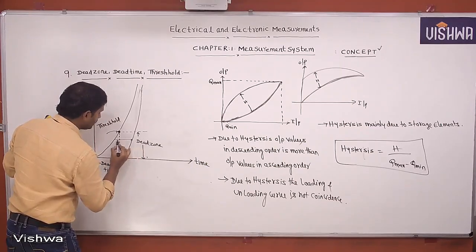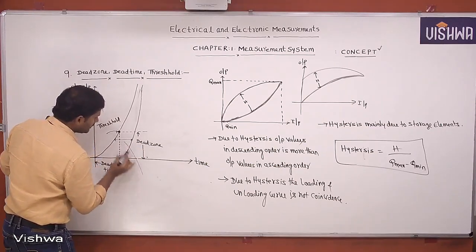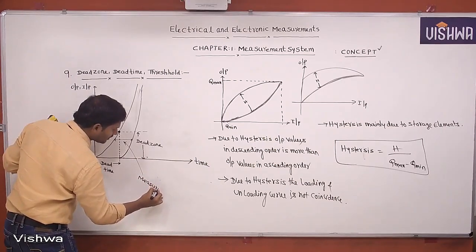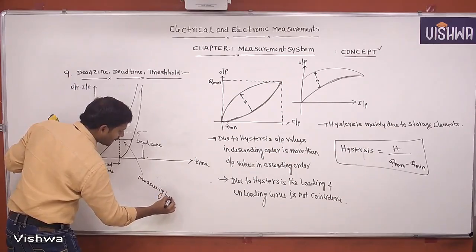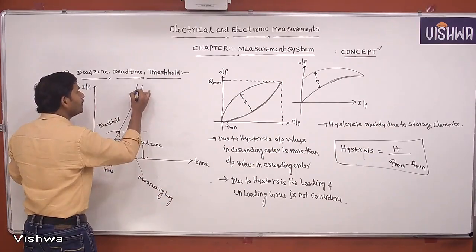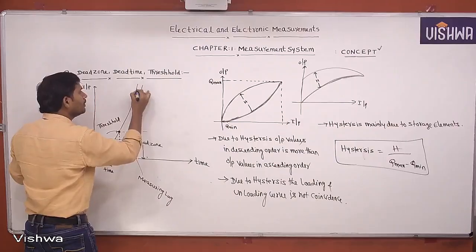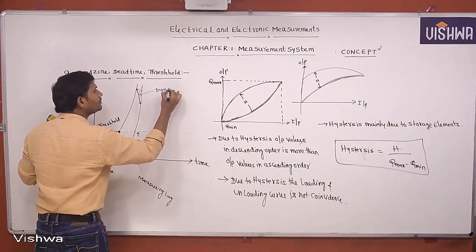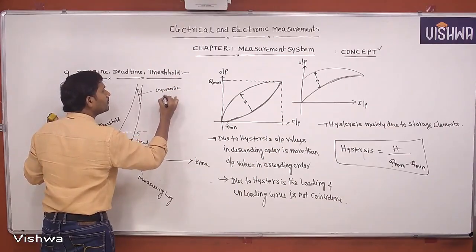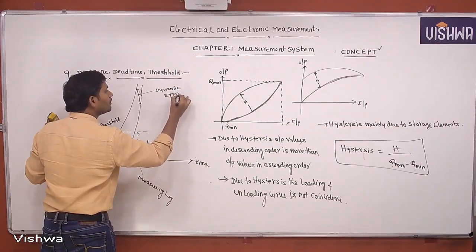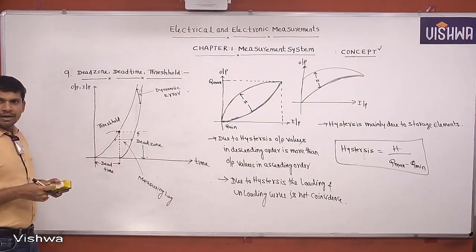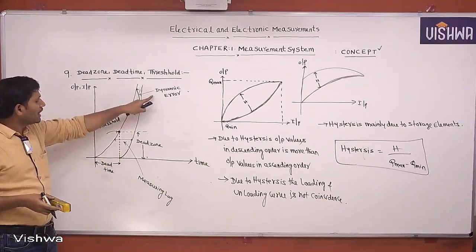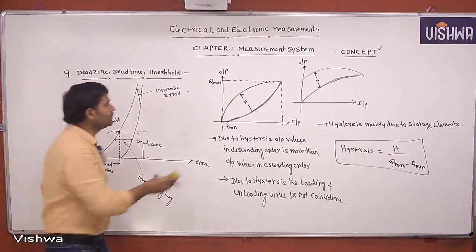Take this one. This is called measuring lag. In detail later on I will explain what is a measuring lag. This is one of the dynamic characteristics. This value is nothing but a dynamic error. But here mainly I am explaining what the dead zone, dead time and threshold are. In detail about dynamic error and measuring lag later on we will see.